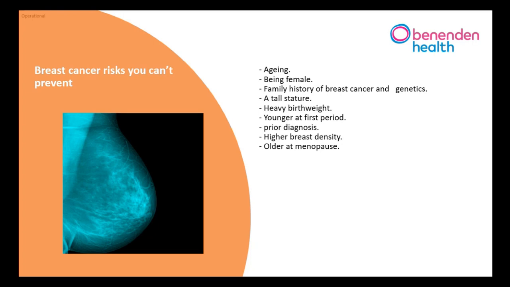For those who are taller, if you have a tall stature, that's been linked to having higher levels of growth hormone. If you have a heavy birth weight, that also means a higher level of growth hormone, so we know that can be linked to a higher incidence of breast cancer. For women who start their periods at quite a young age, we know that you have higher lifetime exposure to estrogen. And any prior diagnosis of breast cancer or certain types of breast disease can also make you a bit higher risk. There are these things that you can't prevent.